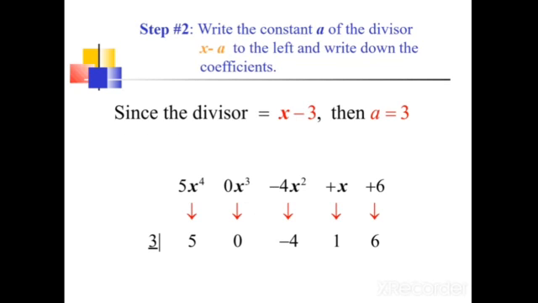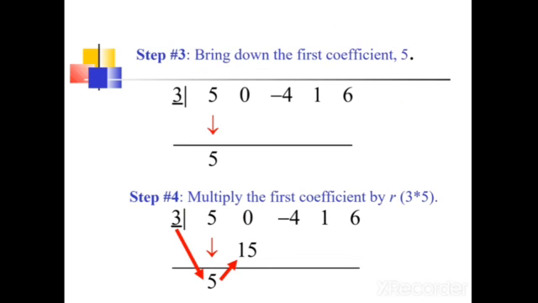Step 2 is write the constant a of the divisor x minus a to the left and write down the coefficients. Firstly, write down all coefficients and a is equal to 3 on the left side of the coefficients, as shown in this picture. Now we go to step 3. Bring down the first coefficient 5.